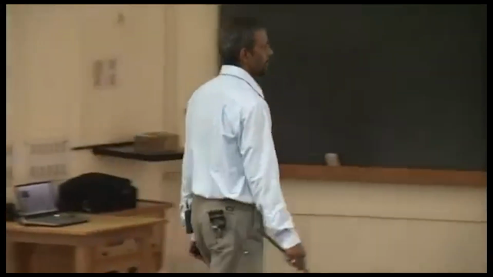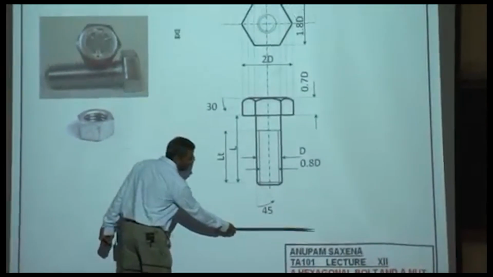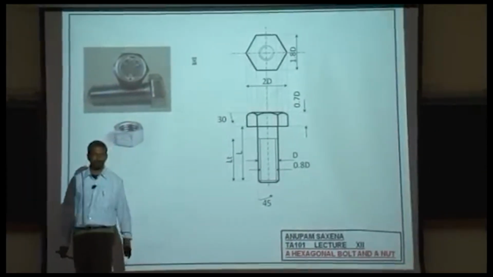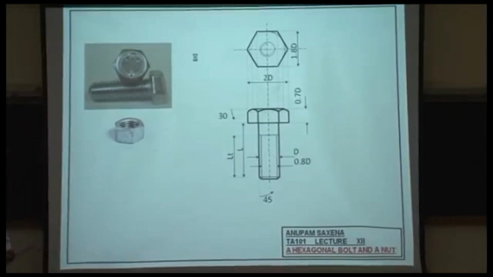If you were to show the bottom view of the bolt, then these two circles would have been solid. Of course, there will be a bigger circle.